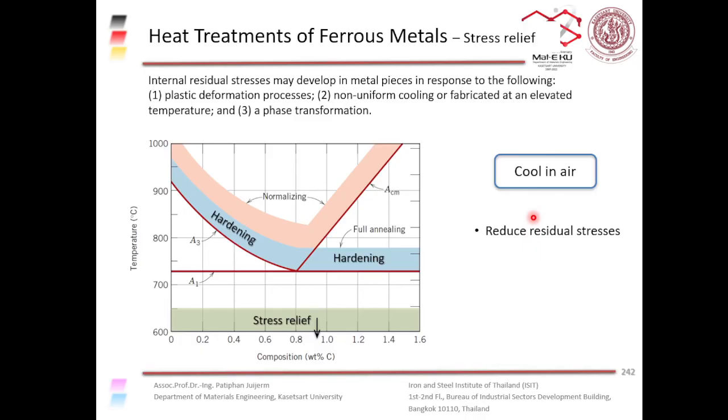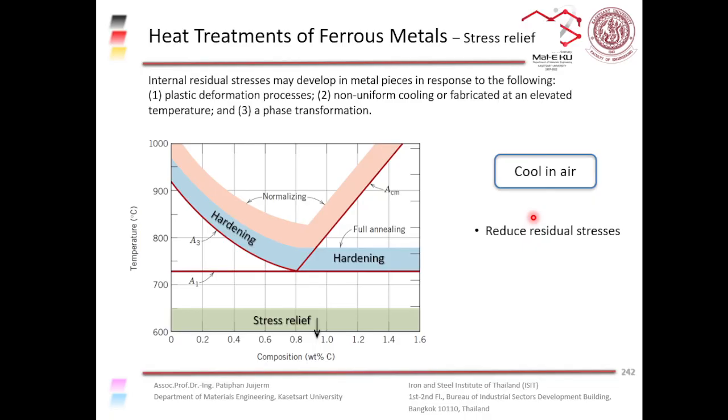Where does the stress come from? The stress comes from the plastic deformation process. When you turn it into the shape that you want, you might have to bend a piece of steel into the shape that you want, and by doing that, you introduce dislocation, and by the movement of dislocation, you introduce internal residual stress within that piece of component.